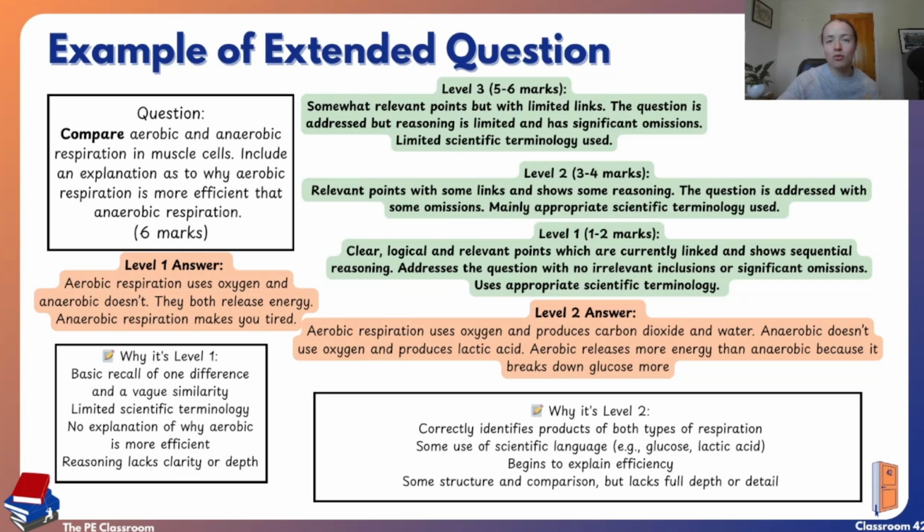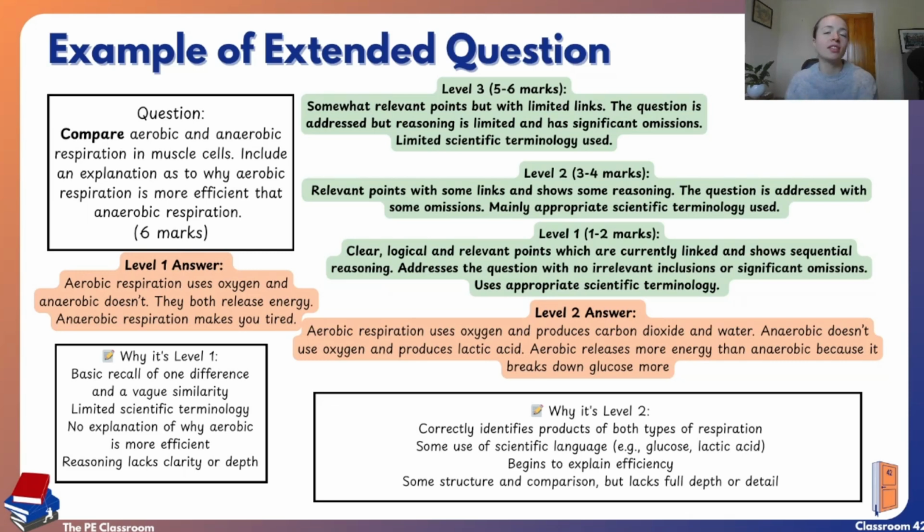So here's a level 1 answer. Aerobic respiration uses oxygen and anaerobic doesn't. They both release energy. Anaerobic respiration makes you tired. So this would be a level 1 answer because it does provide a basic recall of one difference and some vague similarities, so that they both release energy, the difference being that aerobic uses oxygen and anaerobic doesn't. However, it doesn't go into an explanation why aerobic is more efficient, and that reasoning lacks some clarity or depth.